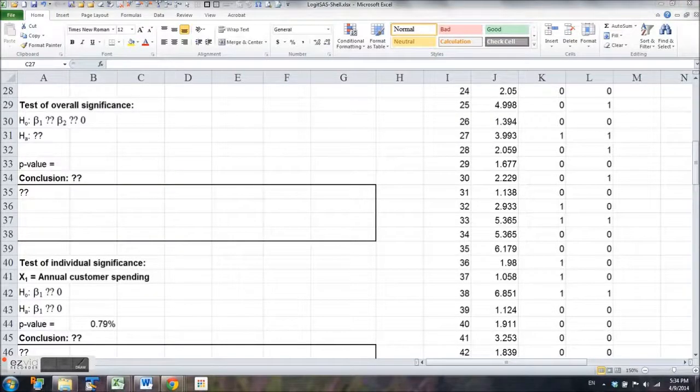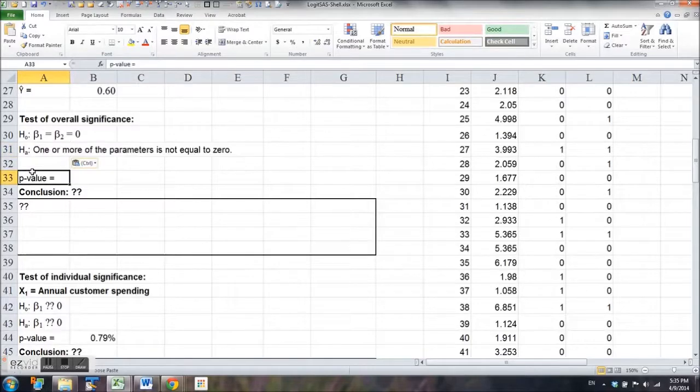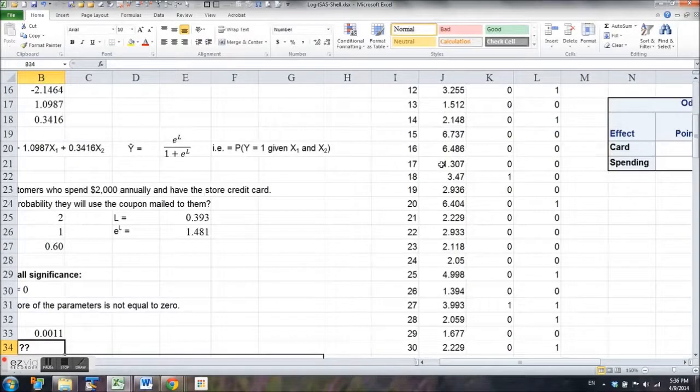Next is testing for significance of the coefficients. So overall significance, the hypothesis is all the beta coefficients are equal to 0 against the alternative that at least one beta is different from 0. So one or more parameters is not equal to 0. And we get the p-value from the SAS output, likelihood p-value.